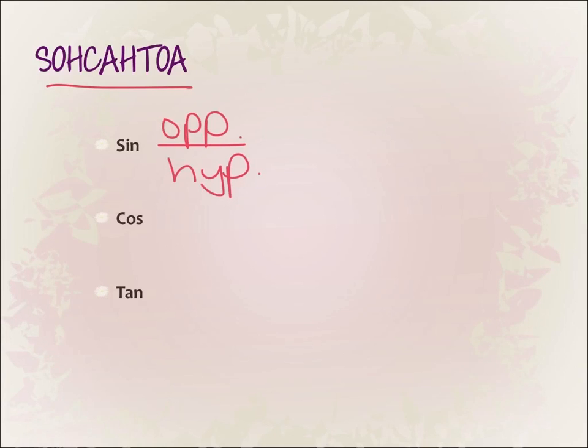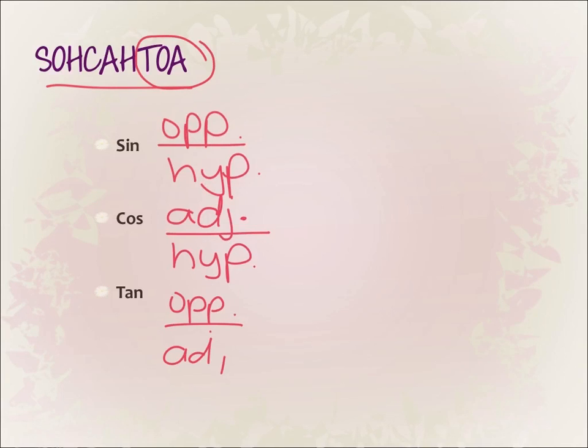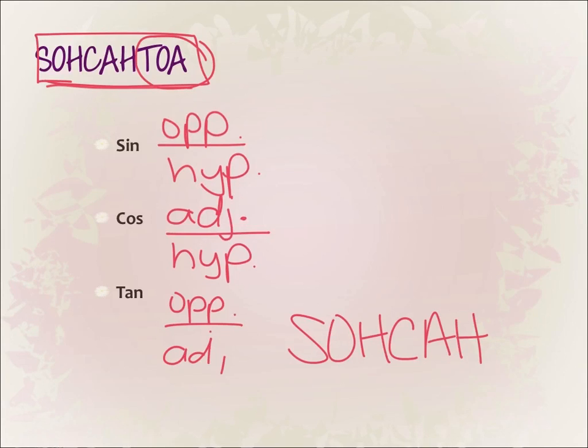Cosine is CAH. What do we think the A stands for? Adjacent. And the H, hypotenuse. And tangent is the TOA. What do we think the O stands for? Opposite. And the A, adjacent. So all you have to know is how to spell this 9-letter word, SOHCAHTOA. SOH means sine opposite hypotenuse. CAH, cosine adjacent hypotenuse. TOA, tangent opposite adjacent.